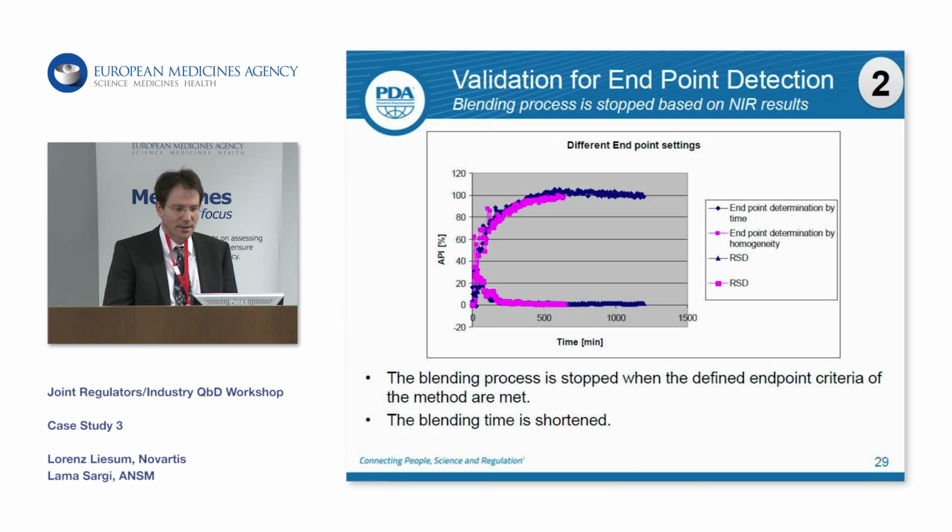The effect of that and the comparison with the classical approach can be seen on the next slide. In blue, you can see the classical approach based on a fixed time, opposed to the new approach where we are now stopping our blending process based on our NIR signal and based on the fulfillment of the 2 criteria of the API concentration. And as you can easily see from this slide now, the blending time has significantly decreased.